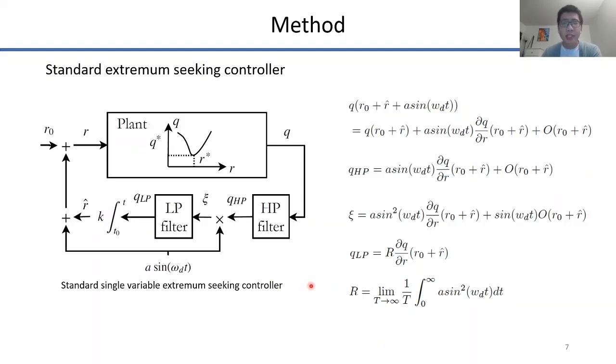The extremum seeking controller allows to find an unknown time-varying operation point R star which maximizes or minimizes a given plant output Q. The optimal set point is found by applying a small periodic perturbation, A sine omega dt, to the current reference point, R0 plus R hat, and by monitoring the changes of the plant output. It can be viewed as a way to approximate the gradient of the cost function and performs gradient descent to minimize the cost.